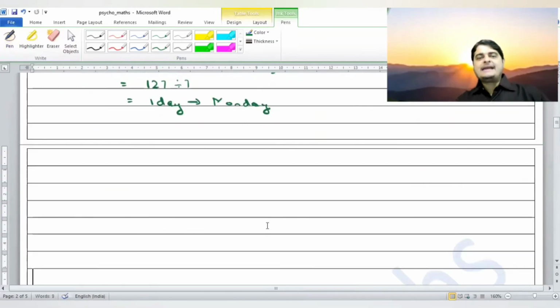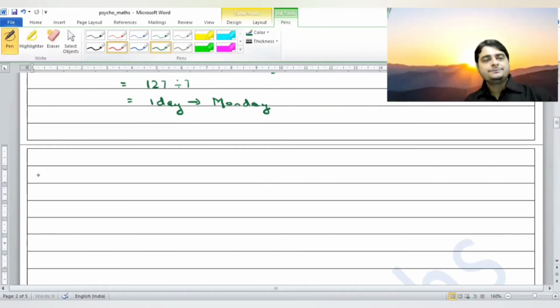Let us pick up any other year. We will take a few more examples. Don't worry about the time limit of the session. The conceptual part is more important. So now over here, let us take 10th of July.